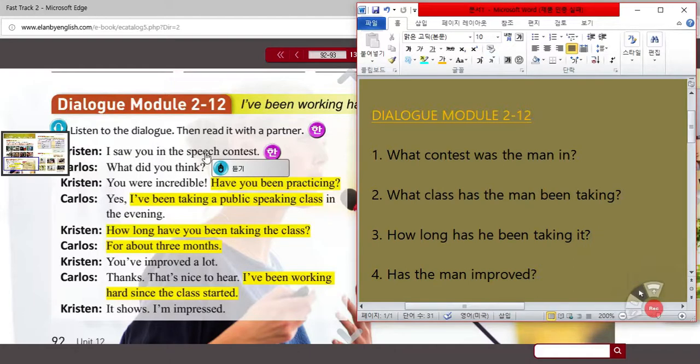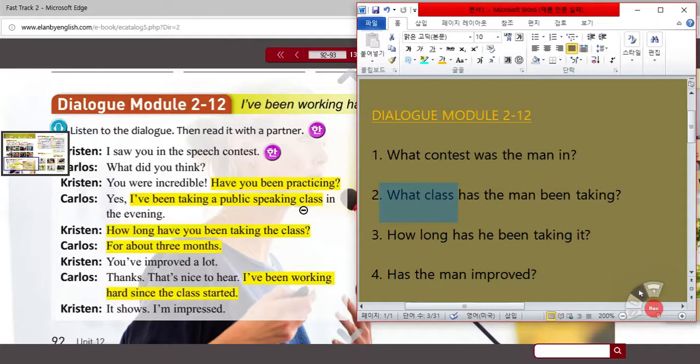The woman says, "I saw you in the speech contest." Then his name's Carlos. He says, "What did you think?" And the woman responds, "You were incredible." Then he mentions a class that he's been taking. I've been taking a public speaking class. So the answer for number 2, what class has the man been taking? A public speaking class. So how to speak in front of a group of people.